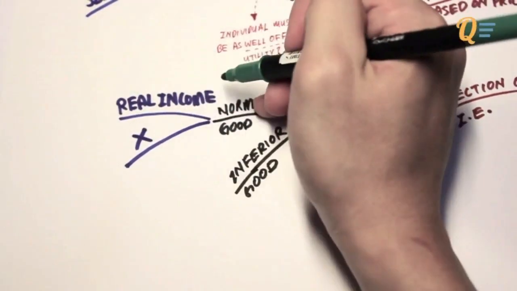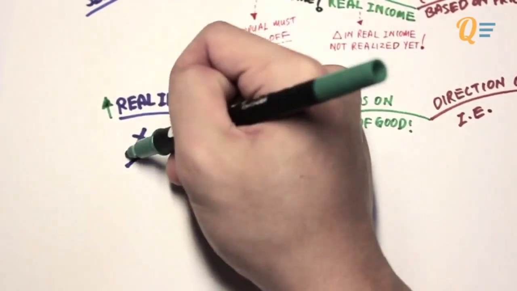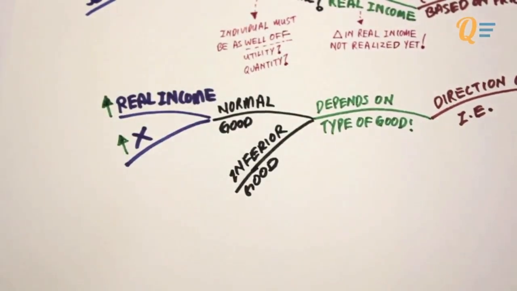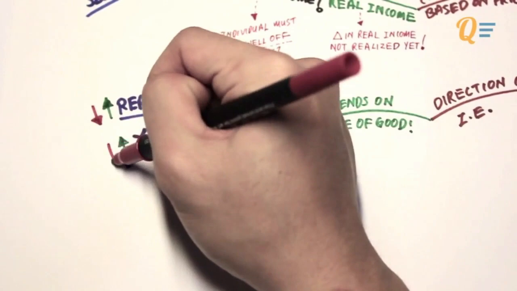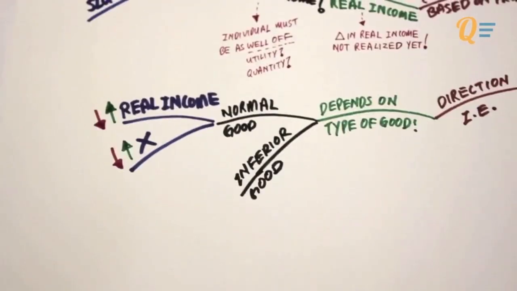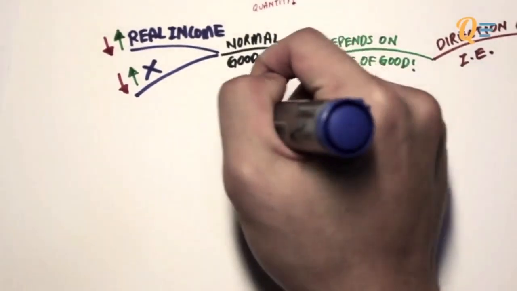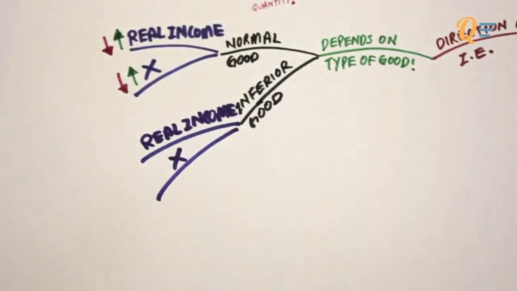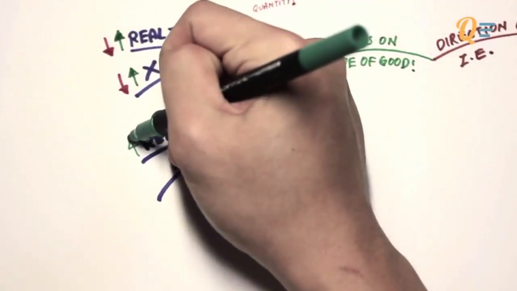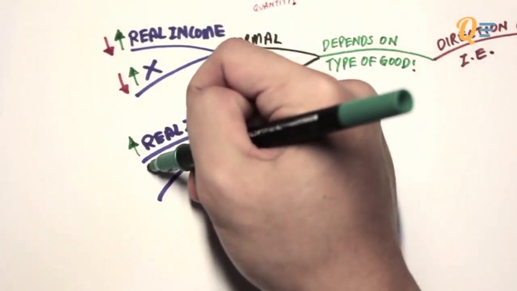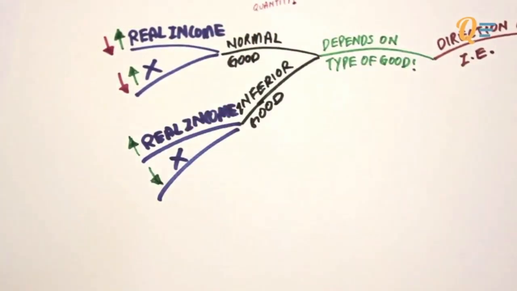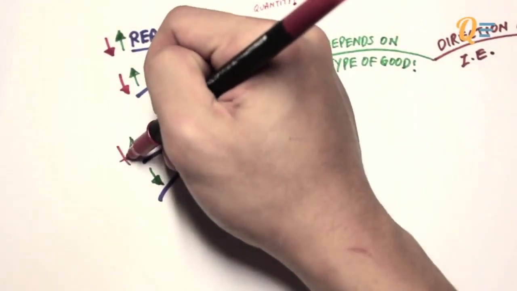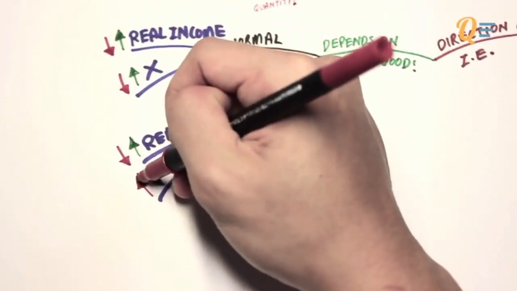So for a normal good, if my real income were to increase, I would increase my demand for X. Well, that's just normal, right? If I'm richer, I want more. And if my real income were to be lesser, I would demand less X. If I'm poorer, I will buy less X. Very normal. But for an inferior good, if my real income were to actually increase, I would demand less X. Well, that's weird. And if my real income were to decrease, I would actually demand more X.